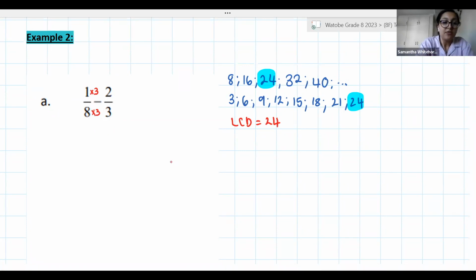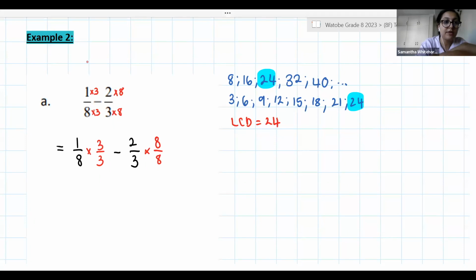If I go to my second fraction, I need to ask myself, what should I times 3 by to make it 24? And if I times 3 by 8, I'll get 24. But what I do to the bottom, I must do to the top. So I'm going to write this out so that you can clearly see what I'm doing. To make these denominators the same, I'm now going to multiply the 1 over 8 by 3 over 3, and the 2 over 3 by 8 over 8.